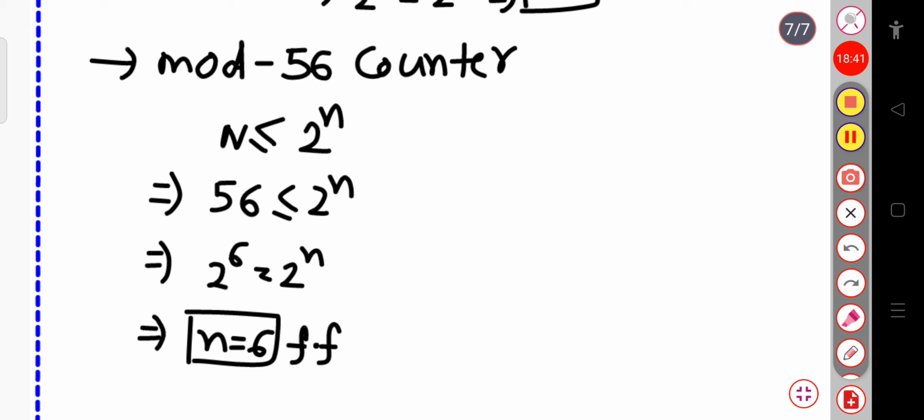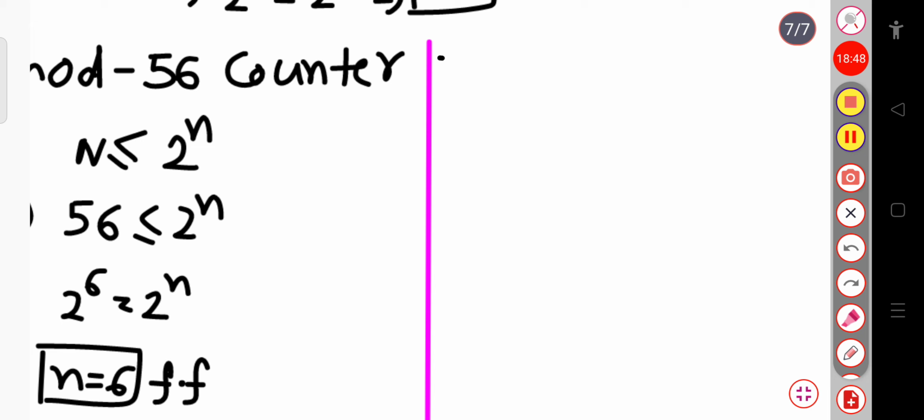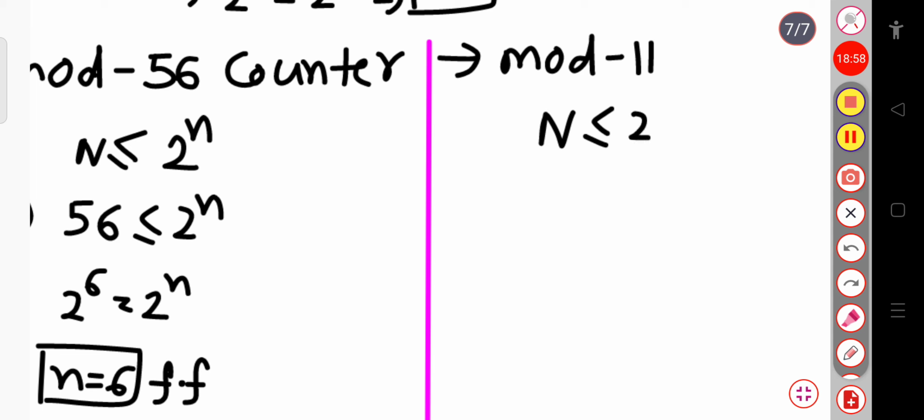Okay. Now suppose, for example, I take a mod 11 counter that I want to design. To design a mod 11 counter, our condition is N should be less than or equal to 2 power n. Now what do you see? 2 power 2 is 4, 2 power 3 is 8, 2 power 4 is 16. So our condition is N should be less than or equal to 2 power n. It means that we can consider this 2 power n to be the largest one. It means that if I take 2 power 3, then this will be 8.